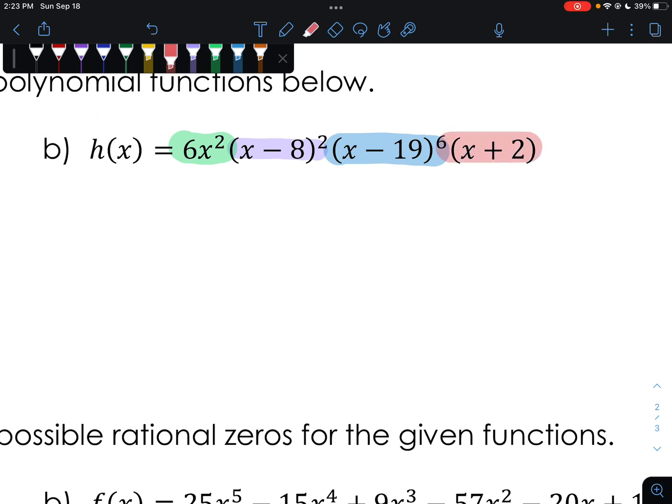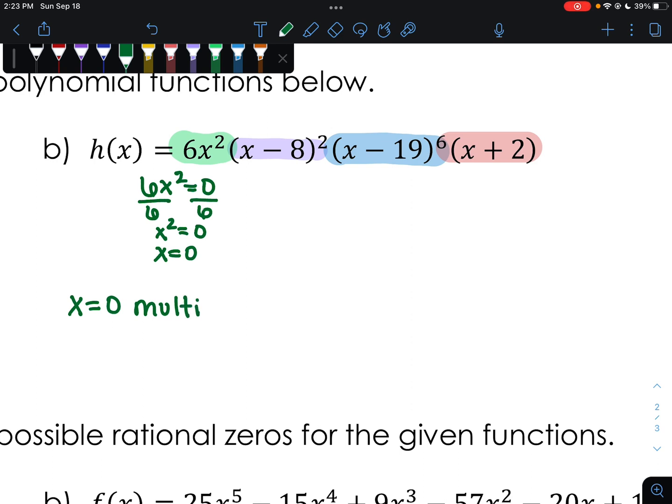So each part is going to be set equal to 0. So I have 6x squared equals 0. I divide both sides by 6. I still get x squared equals 0. I take the square root of both sides. X is still equal to 0. So I have x equals 0, multiplicity of its exponent, which is 2.